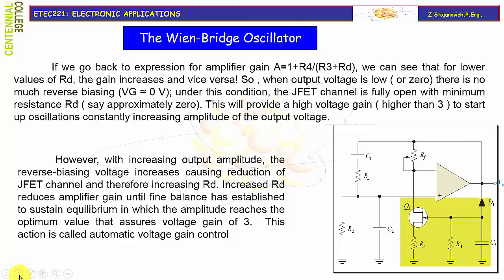However, with increasing output amplitude, the reverse biasing voltage increases, causing reduction of the JFET channel and therefore increasing RD. Increased RD reduces amplifier gain until a fine balance is established to sustain equilibrium, in which the amplitude reaches the optimum value that assures voltage gain of 3. This is called automatic voltage gain control.